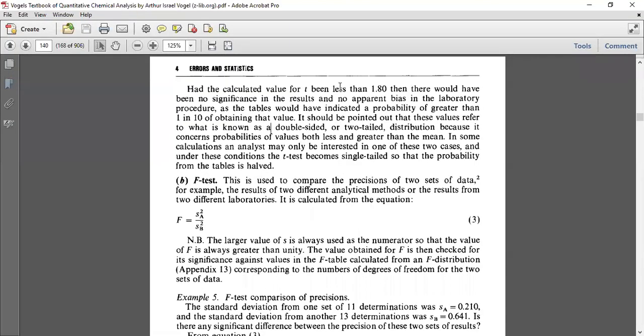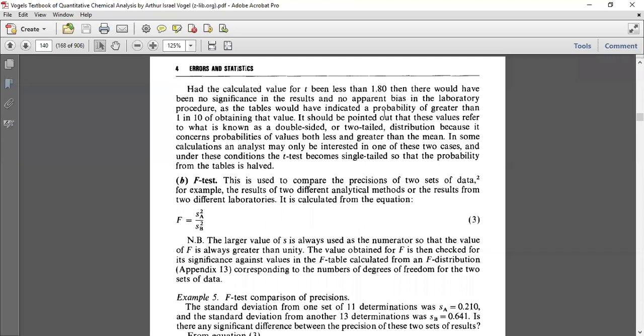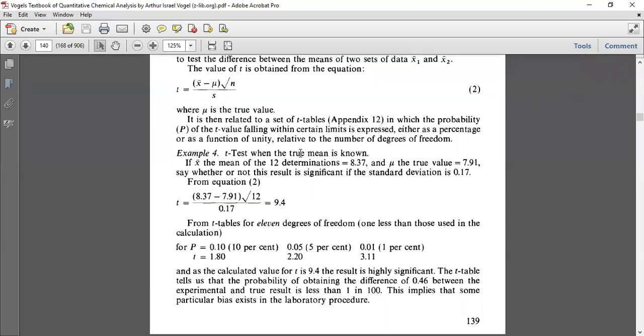Another, if our value is less than this standard value, so what will be our observation? Then we should write no significance in the results and no apparent bias in the laboratory procedure. So this is about the t-test, Student's t-test. Clear? Yes, sir.